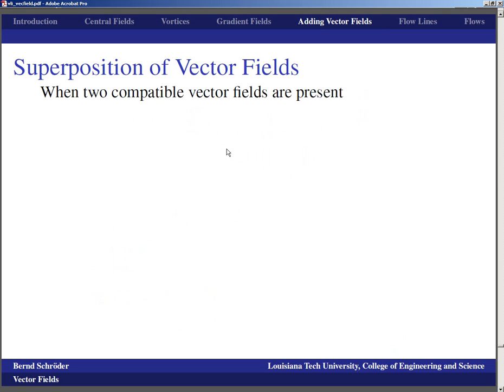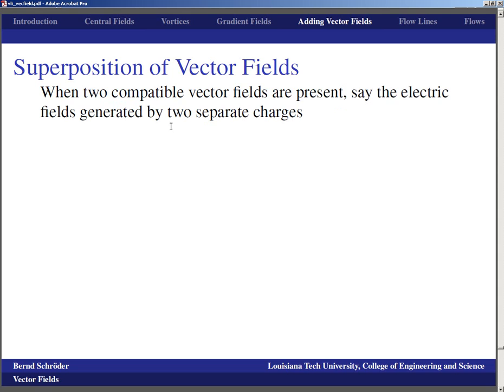But basically, it is physically very important, and so the superposition of vector fields, or the superposition principle of vector fields, really is that if you have two compatible vector fields, say electric fields generated by two separate charges, then their effects really are added like vectors in mathematics. That is something that actually has to be verified experimentally, because if nature didn't act that way, then we would need a different tool to describe these fields. Thankfully, nature does act that way.